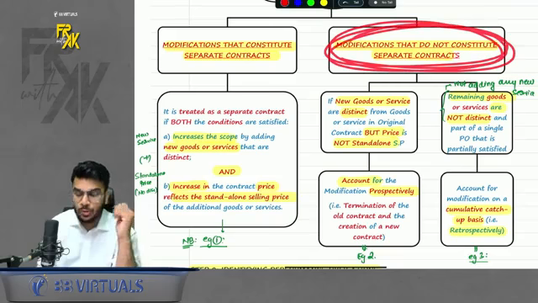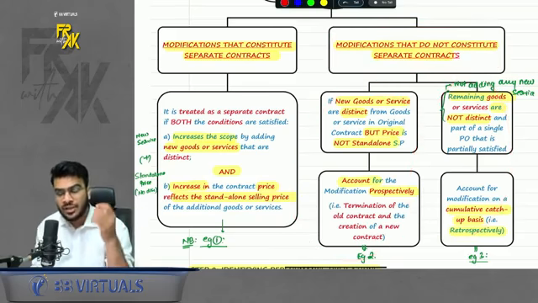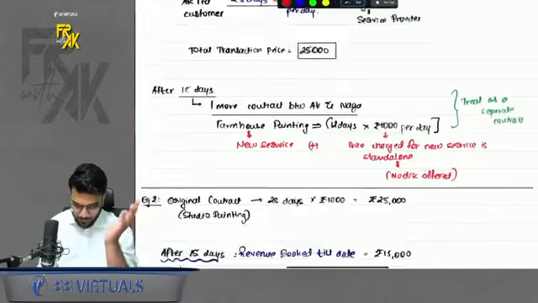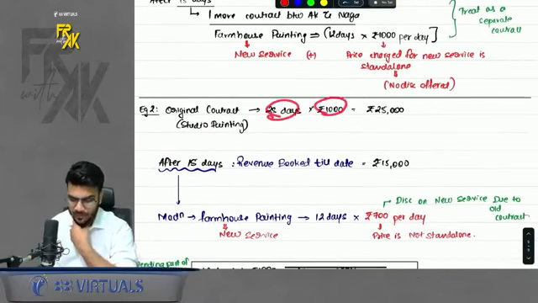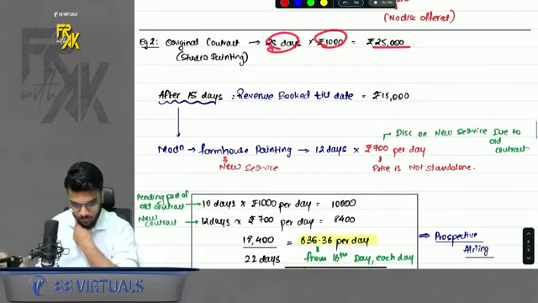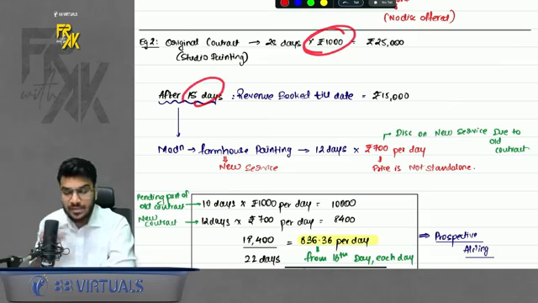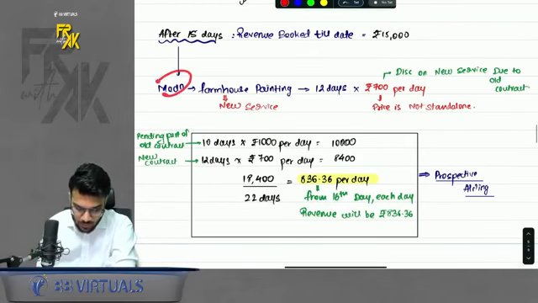Then, modifications that do not constitute a separate contract. That means in these two cases, we will adjust the modification in the existing contract. But here also there are two different accounting treatments. First I'm discussing this one. Then we will take one more example. Let's say Naga was doing the studio painting, 25 days, 1000 per day, 25,000 total transaction price. After 15 days, revenue booked till date was 15,000. Of course, he was charging 1000 per day. So after 15 days, Naga must have booked 15 days of revenue. Over the period he must be booking revenue. Next, what is the modification?